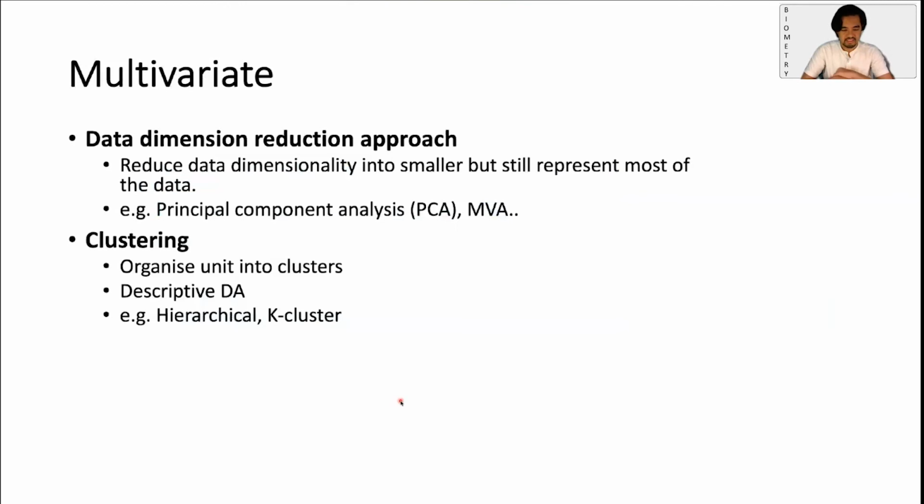While for multivariate data, which involves more than 2 dimensions, what you need to do is some sort of data dimension reduction. But then again, when you reduce the dimension of your data, the critical bit is to make sure that you do not lose any critical information. The approach that we usually use is principal component analysis or multivariate analysis. Another approach is we cluster our data into groups, right? And this is an approach in the descriptive analysis. The methods we usually use are hierarchical clustering, K-cluster analysis, and many, many more.